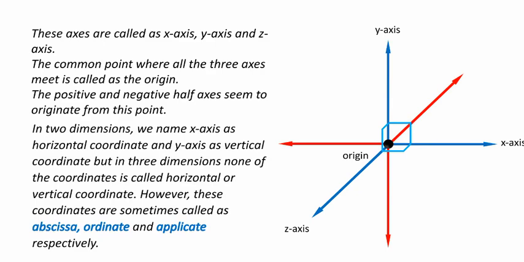In 2 dimensions, we name the x-axis as the horizontal coordinate and the y-axis as the vertical coordinate. But in 3 dimensions, none of the coordinates is called horizontal or vertical. However, these coordinates are sometimes called abscissa, ordinate and applicate respectively.